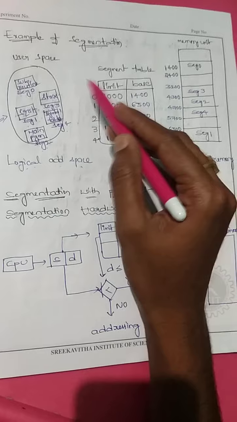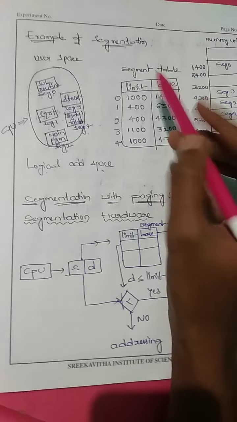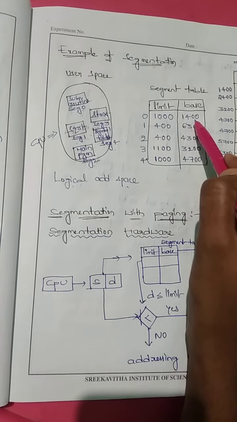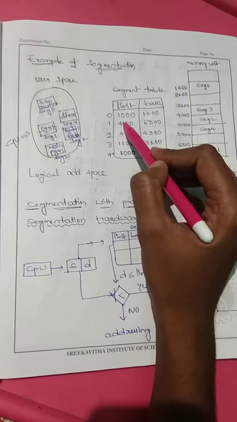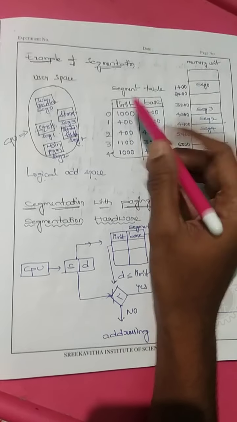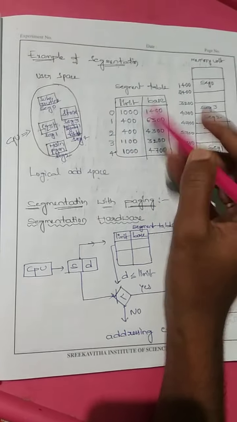And we are having the segment table. What does the segment table contain? Two tuples: one is the base, another one is the limit. Here the base gives the initial address of the segment, and the limit gives the length of that particular segment. So I am taking an example here, totally 5 segments and those values.